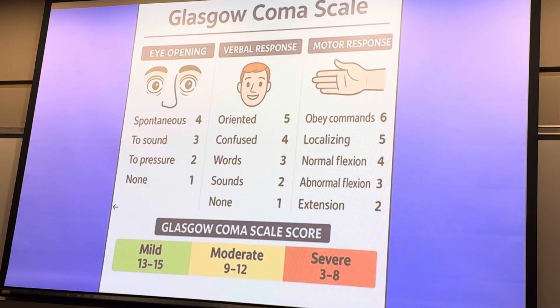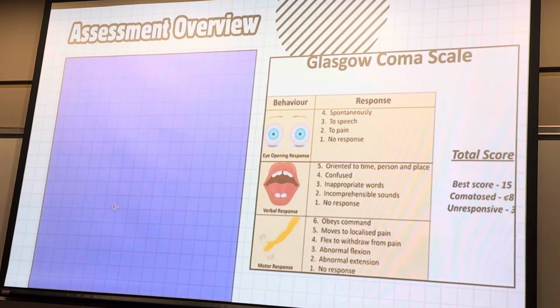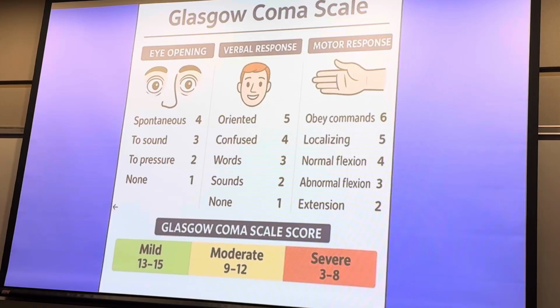The Glasgow Coma scale is based on 3 different things: eye-opening response, verbal response, and some type of motor response. The lowest score you can get on this is a 3. But the higher the better. You don't want a low score. This is not golf rules, okay? 3 is the most severe, unconscious type of patient, comatose type of patient.